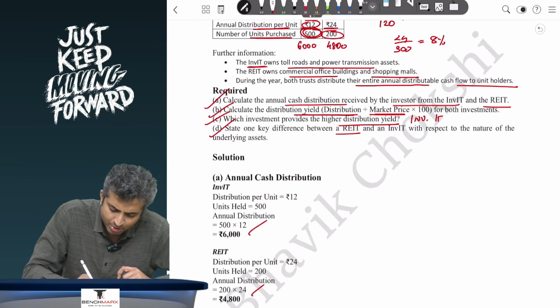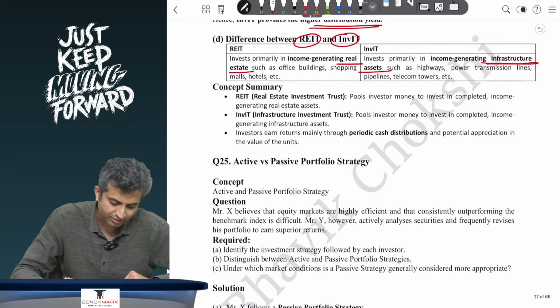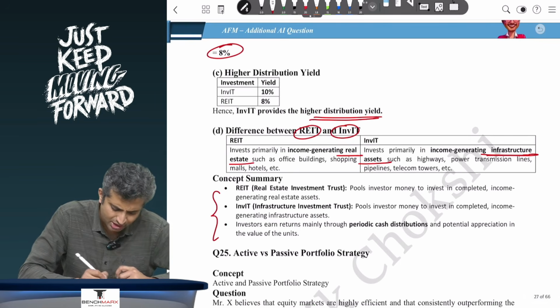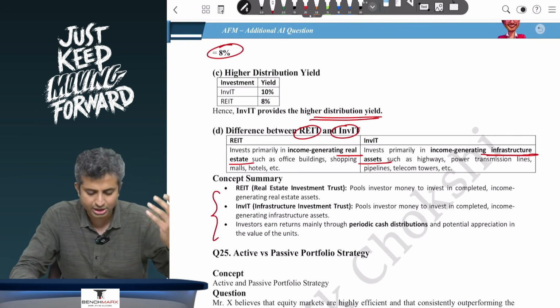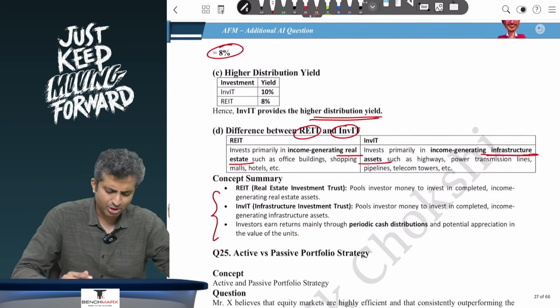One key difference between a REIT and an InvIT is with respect to the nature of the underlying assets, in case this comes in the exam. So this is what we have even discussed. They've even given you a summary in case something regarding a REIT or an InvIT comes up. Okay, so this is question number 24.